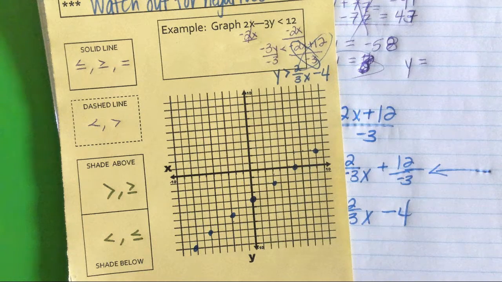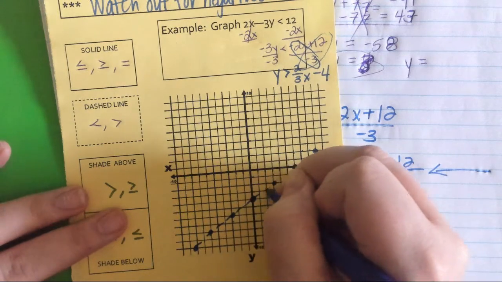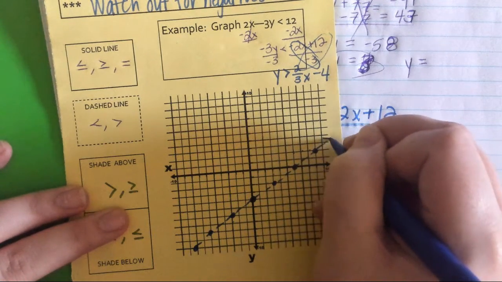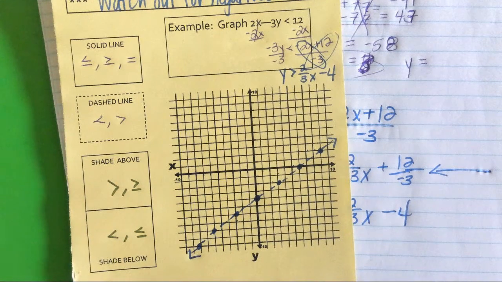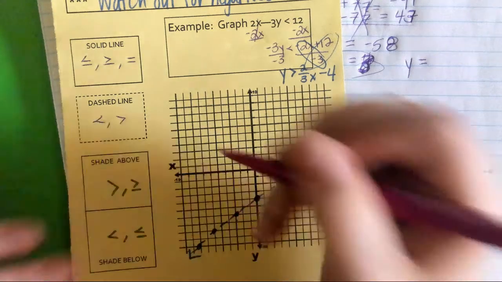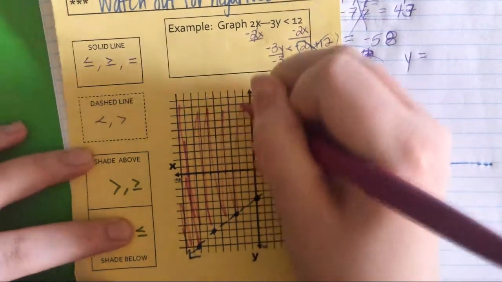Okay, I need to connect the dots. Do I do a solid line or a dashed line? Remind me. It's a dashed one for this problem. Okay, and then is it a greater than or a less than? So we need to shade above or below? Above. It makes sense. Greater than, you shade above. So why shade? I seriously mean just kind of shade in everywhere above that line.